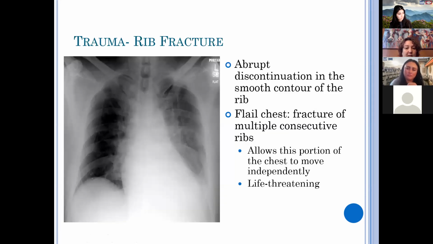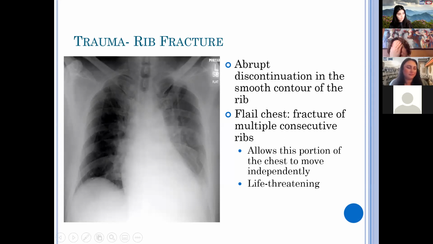We use x-rays in trauma patients specifically to look for rib fractures. And this is where there's an abrupt discontinuation of the smooth contour of the ribs. You've got your anterior ribs and you've got your posterior ribs, and they should have this nice smooth border. When you see that that's interrupted, such as over here, there is a fracture to the ribs.